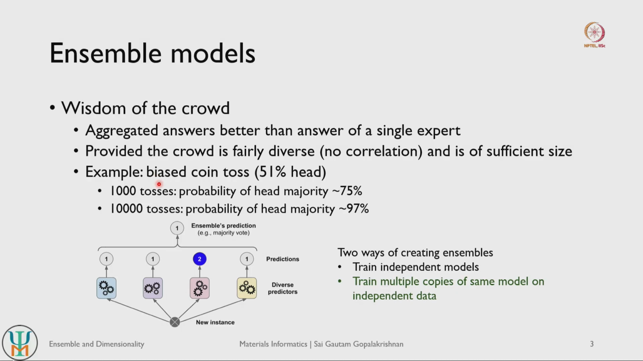One can also think of this in a more mathematical example, which is the example of a biased coin toss. In general, if we have a regular coin, we have 50% chance of it landing on heads and 50% chance of it landing on tails. So now if we have a biased coin, let us say which has 51% probability, so it is slightly more than random chance.